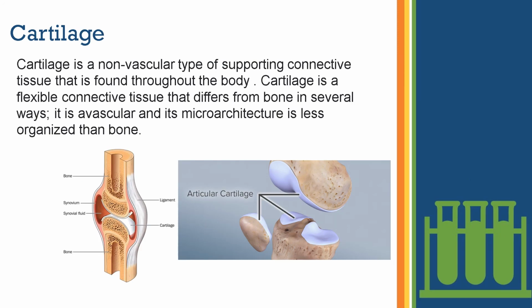So, now that we have learnt about the skeletal system, let's learn about cartilage. Cartilage is a non-vascular type of supporting connective tissue that is found throughout the body. Cartilage is a flexible connective tissue that differs from bone in several ways. It is avascular and its microarchitecture is less organized than bone. This is the reason it is neither as hard as bone nor as soft as muscle. It is exactly in the middle.